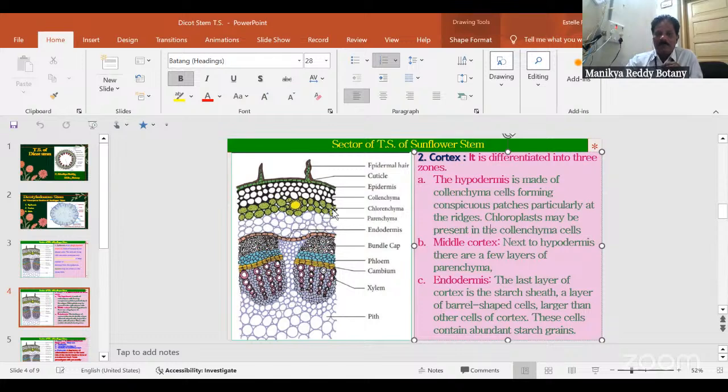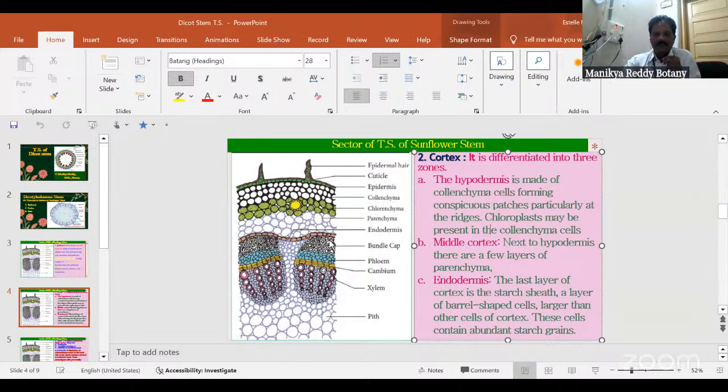Sometimes chlorenchyma tissue may also be there. But on the inner side of the middle cortex, you can find parenchyma. It stores food materials. And the innermost layer, this light orange color layer you can see, is called endodermis.